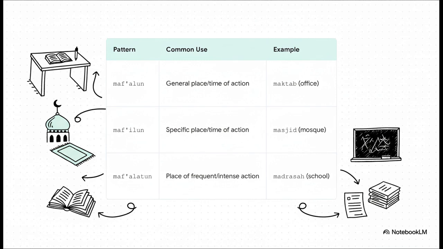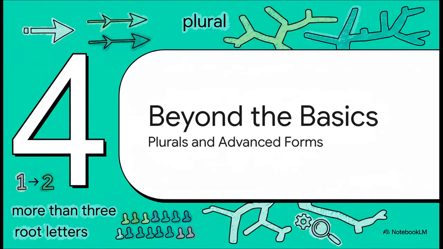And maf'alatun, with that extra ta marbuta at the end, often implies a place where an action happens a lot, like a madrasa, a place of constant studying and learning. Okay, you've totally got the basics down, so let's level up. How do we make these words plural? And what happens when we're dealing with verbs that have more than just three root letters?